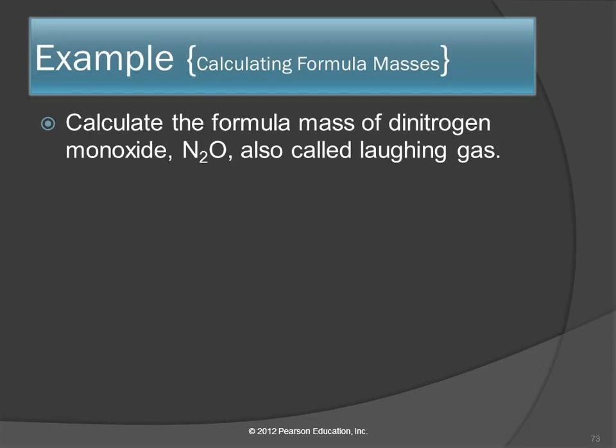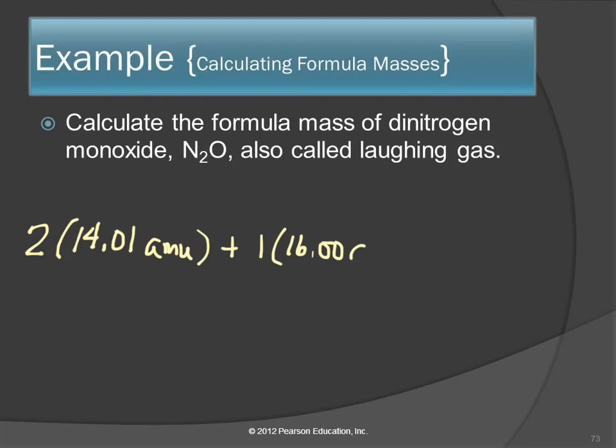So we're going to need a periodic table to do problems like this. And we look at the formula and we see that there are 2 nitrogen atoms and 1 oxygen atom in the formula. And so we take 2 times the mass of a nitrogen atom, which is 14.01 atomic mass units, and 1 times the mass of oxygen, which is 16.00 atomic mass units.